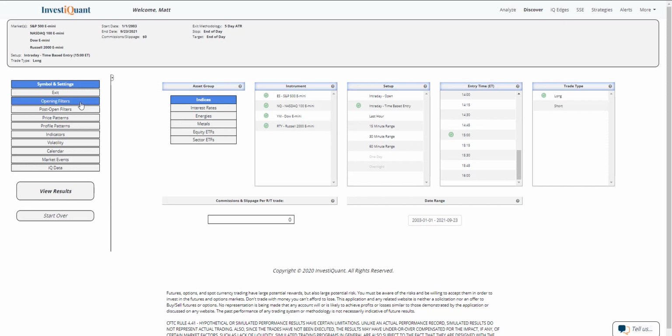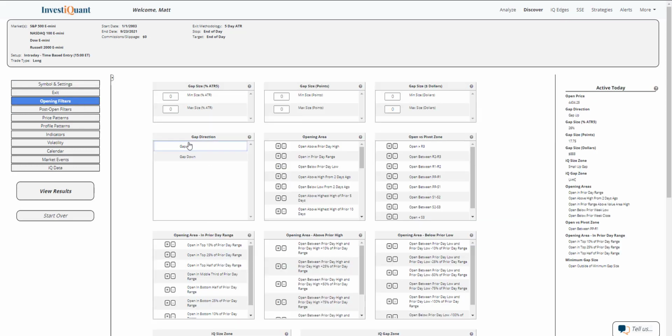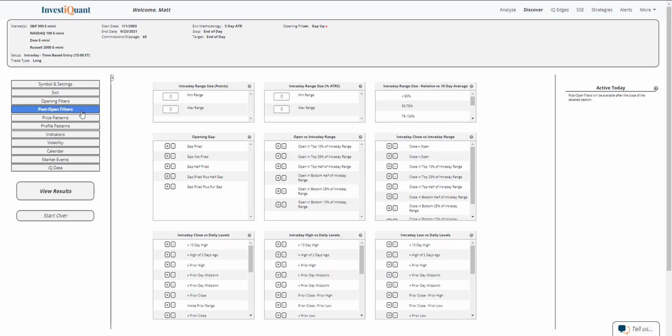Eastern Time. Now this morning we gapped up, so I'm going to add that to the study by going to the opening filters, gap direction, gap up. I clicked on that. It has been added. Next, I'm going to go into the post-open filters and describe the trendy activity like we are seeing so far.